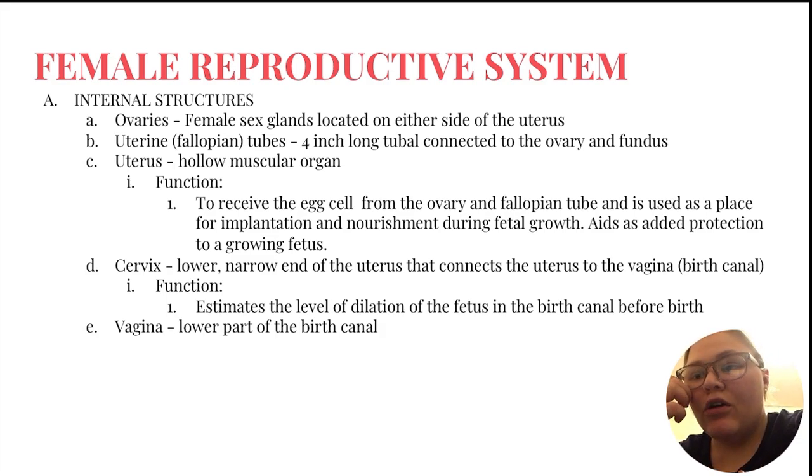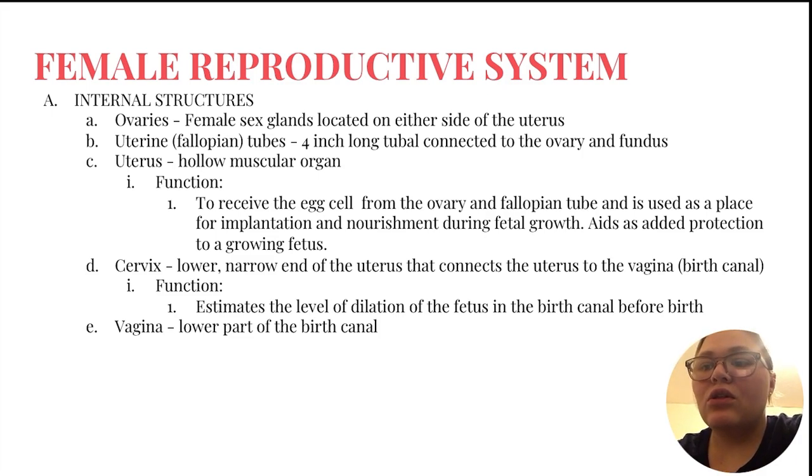uterus. Speaking of, the uterus is a hollow muscular organ. Its function is to receive the egg cell from the ovary, which is carried from the fallopian tube. And the uterus is a place used for implantation and nourishment during fetal growth. It also aids as added protection to the growing fetus. It aids in labor and delivery.